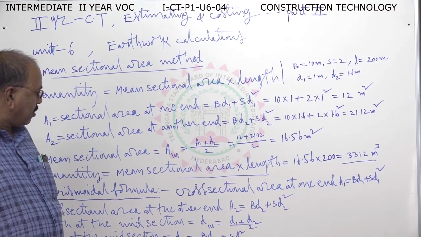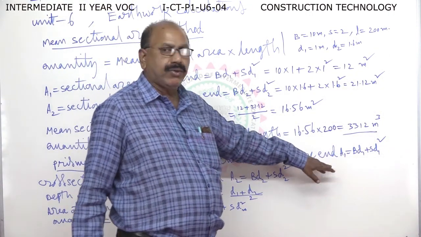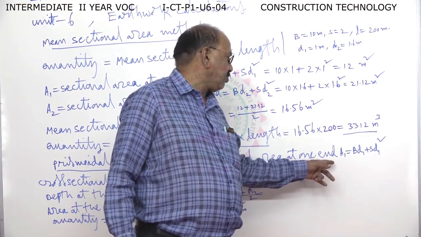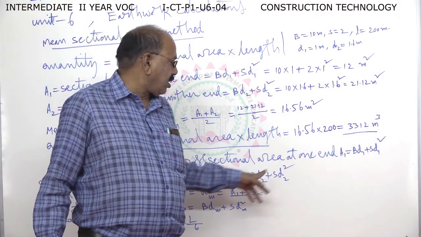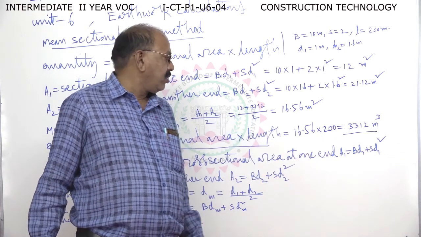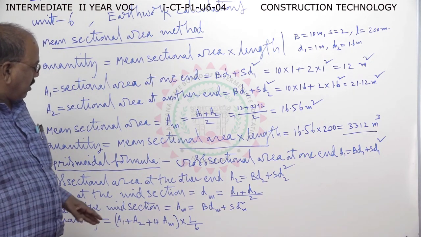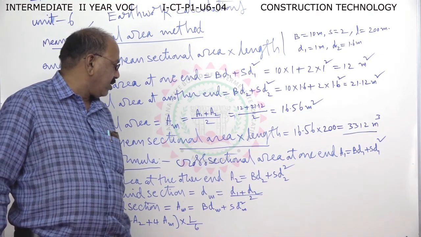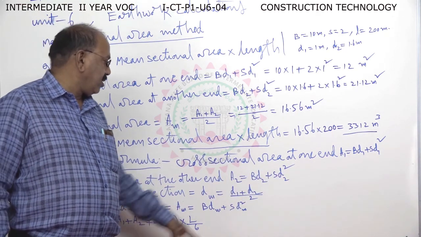So in this, cross-sectional area at one end, A1 is equal to BD1 plus SD1 square. This is one formula, students. Next, cross-sectional area at the other end, that is A2, is equal to BD2 plus SD2 square. This is another formula.